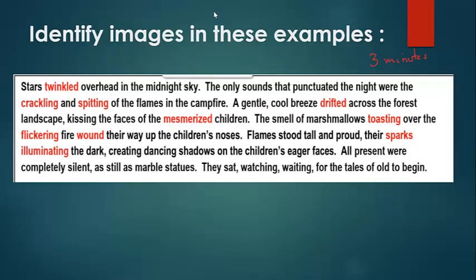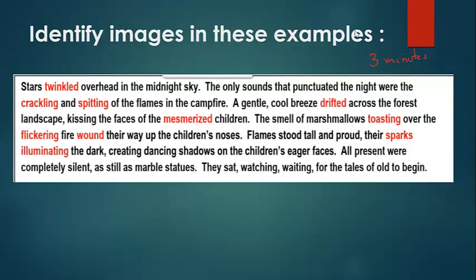Muhammad's iPhone. Who is that? Can you use your mic, please? Yes. Your name? Muhammad Midhat. Welcome, Muhammad. Which year are you? 7th. Okay, thank you. Illuminating, a sight, toasting, we said already. Kissing the faces of the mesmerized. This is a feeling. Okay, by the way, this is one of the figures of speech. Perfect. Good job.